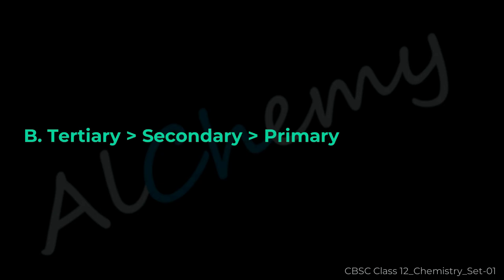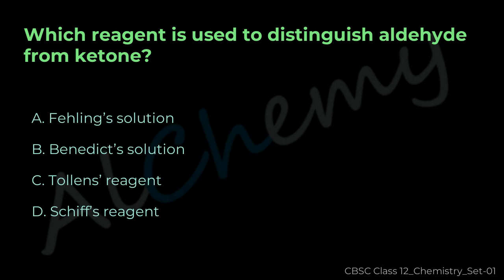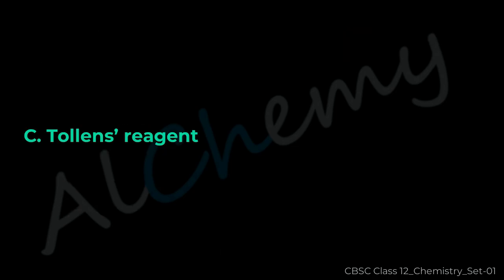Tertiary, secondary, primary. Question 18. Which reagent is used to distinguish aldehyde from ketone? A. Fehling's solution, B. Benedict's solution, C. Tollens' reagent, D. Schiff's reagent. The correct answer is C.